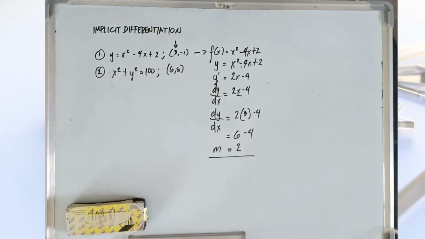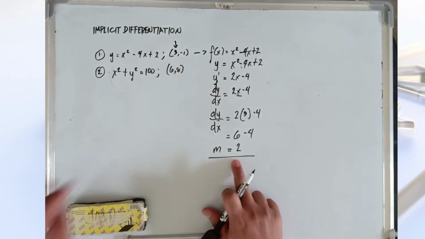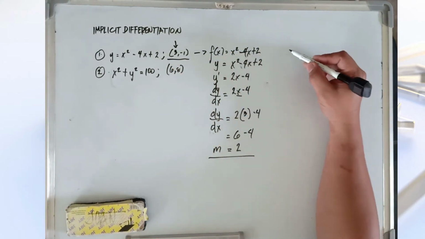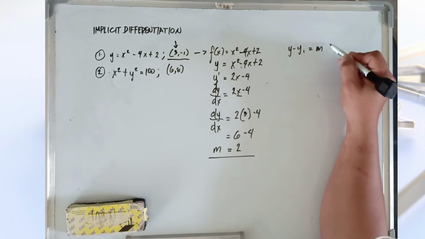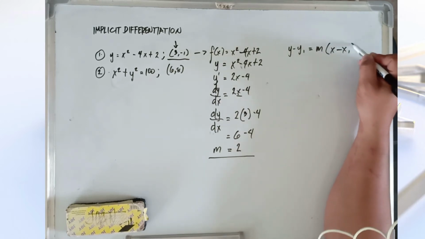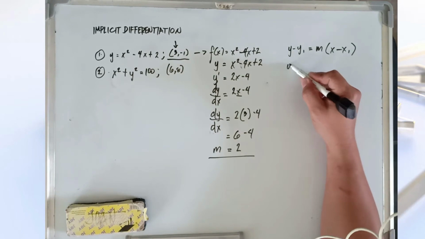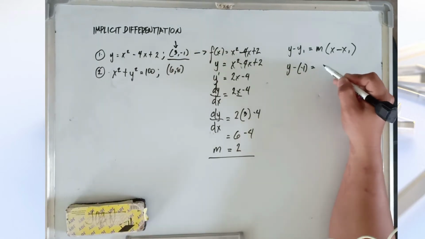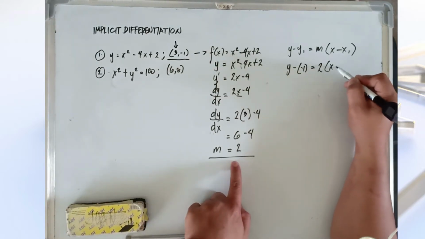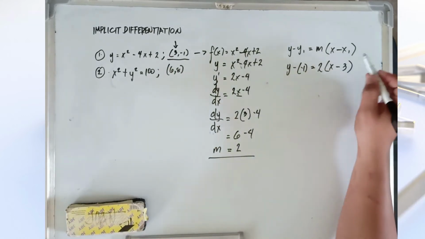Now since our main task here is to find the equation of the tangent line, we will be using the point-slope form since we have the slope and a point given. So let's do it. We have y minus y sub 1 is equal to m, the slope, times x minus x sub 1. So here y, and our y sub 1 is negative 1, and our slope is 2 times x minus x sub 1, which is equal to 3.